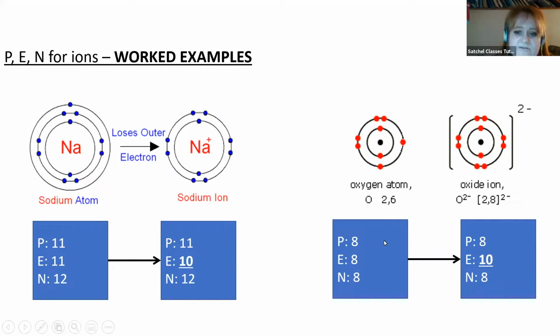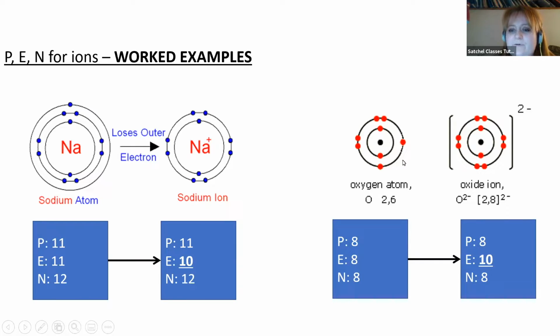Oxygen has 8 protons, 8 electrons, and 8 neutrons. Again, protons and neutrons don't do anything, they just sit there. This is a little bit different. It's got 1, 2, 3, 4, 5, 6 electrons in its outer shell, and the way of writing that is 2, 6. That's the correct way of writing out the configuration of electrons: 2, 6.